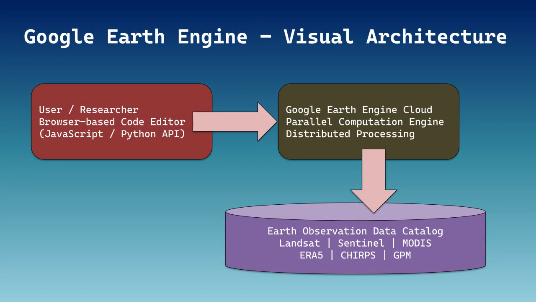On the left side, we have the user, that's us, working through a web browser using the Earth Engine code editor. When we write and run code, it is sent to Google's cloud servers. These servers perform the heavy computation using distributed and parallel processing. The satellite and climate datasets are already stored in the cloud, so computation happens close to the data. Finally, only the results, maps, numbers, or charts are sent back to our browser.